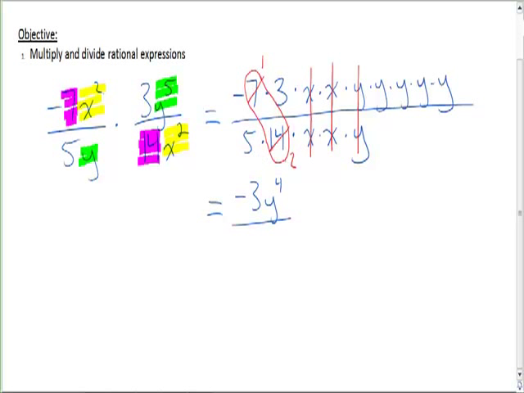We have a 5, we have a 2, and all the variables are canceled. So 5 times 2 is 10, and that's our answer. That's as simple as we can get it. Negative 3y to the 4th over 10.